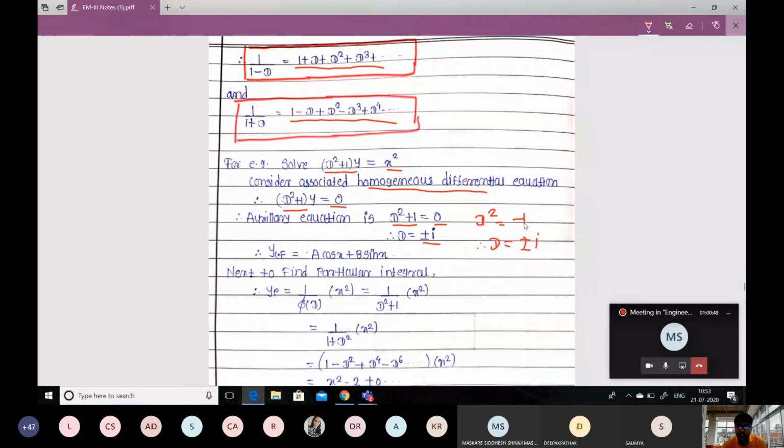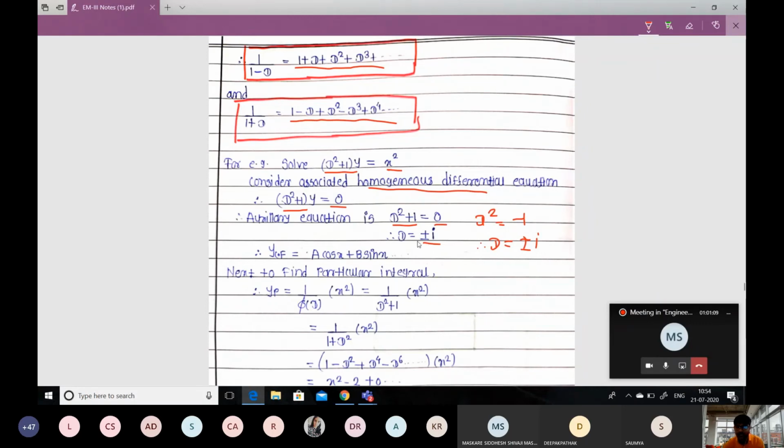Many students make a mistake here, they get confused. They are just taking square root of minus 1 equal to 1. No, that is wrong. It is an imaginary number. Inside the square root, if you get the negative, then it belongs to complex numbers. Okay, so therefore we got two complex roots, D equal to plus minus i, and you know how to write the solution. That is case number 3.